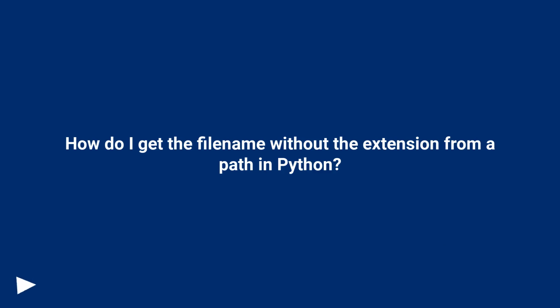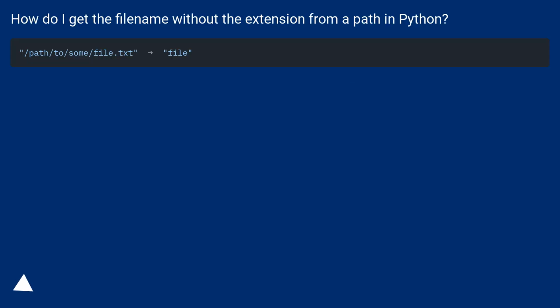How do I get the file name without the extension from a path in Python?